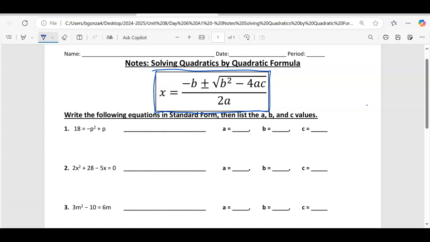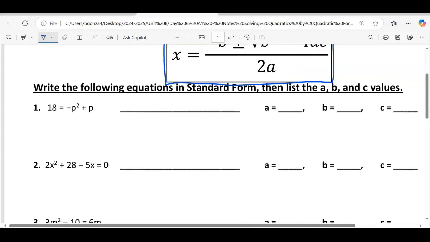1 through 3. Guess what we're going to do? Just like the warm up, we need to set it equal to 0. So let's do that. Number 1, it's not equal to 0. So I need to get rid of minus p squared and plus p. The opposite of minus p squared is plus p squared. The opposite of plus p is minus p. And if you do it on one side, we're going to do it on the other side.